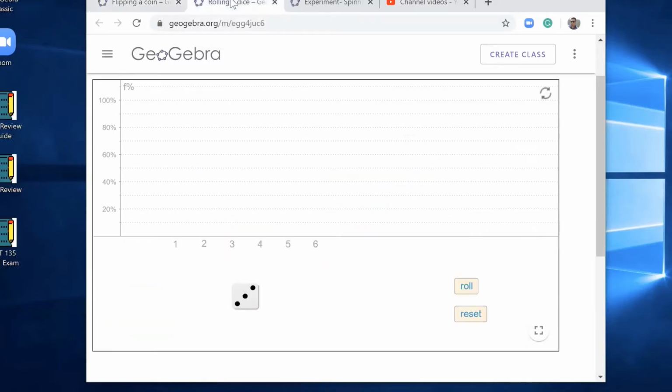The second example was rolling a dice. Here is the dice you can see here. We don't know the outcome. When you roll, you may get 1 or 2 or 3 or 4 or 5 or 6, but we don't know what we will get. Let's roll it. For the first time, I got a 5. So 100% of the time I have 5. Roll it again. The second time I got 3. So 3 one time, 5 one time. So 50% each.